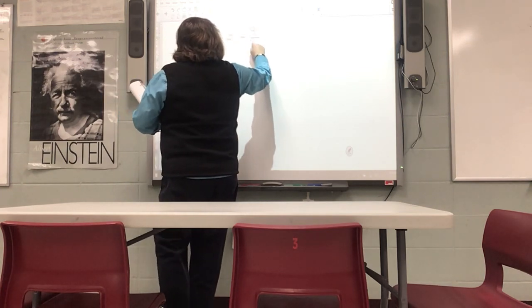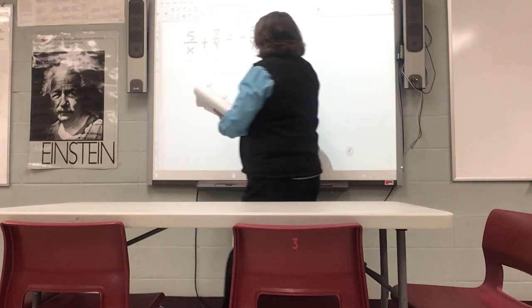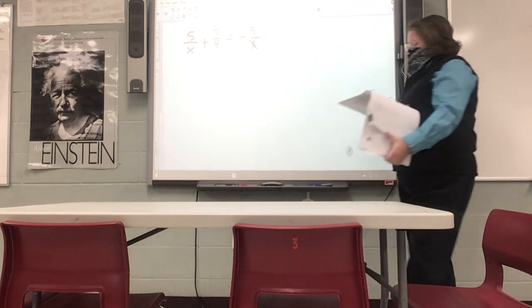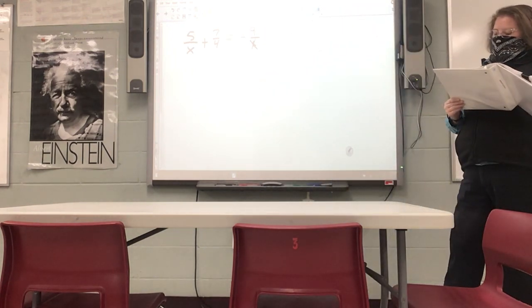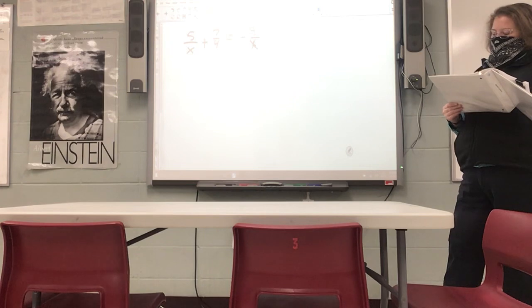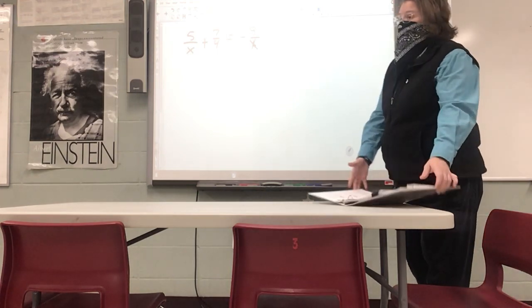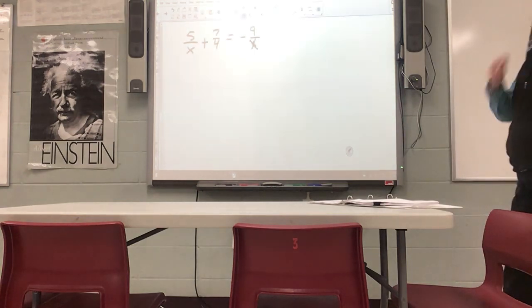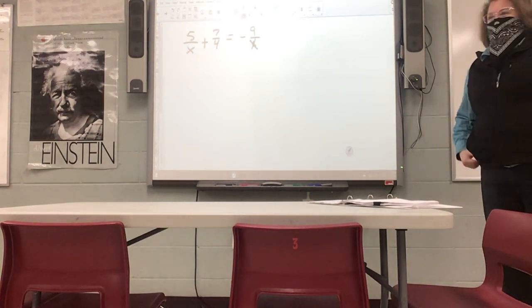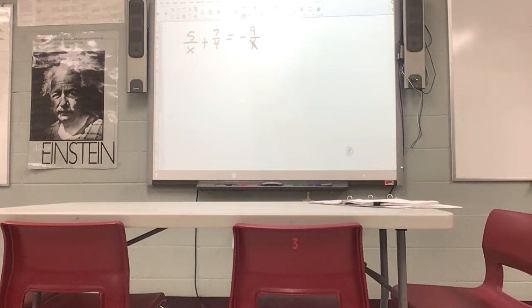Alright, so now we're getting to some more complicated ones. That says 5 over x plus 7 over 4 equals negative 9 over x, and we're trying to solve. We can carry over the 7 over 4 to the other side and then the 9 over x.